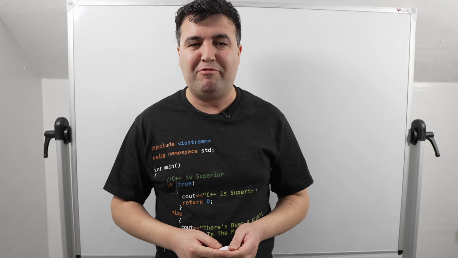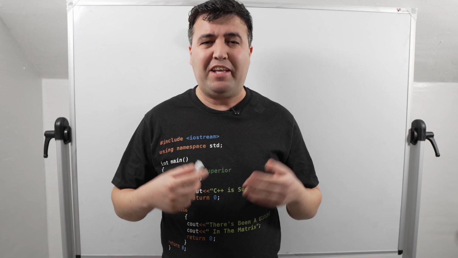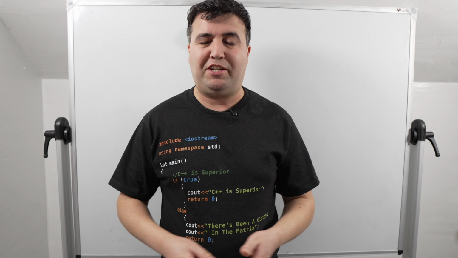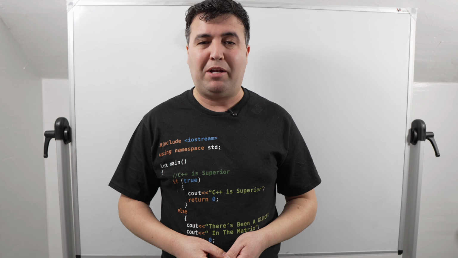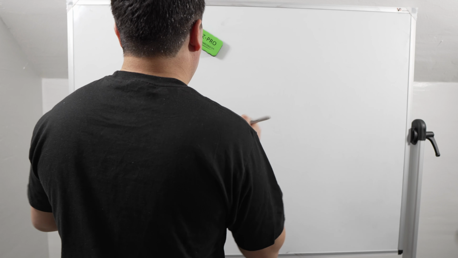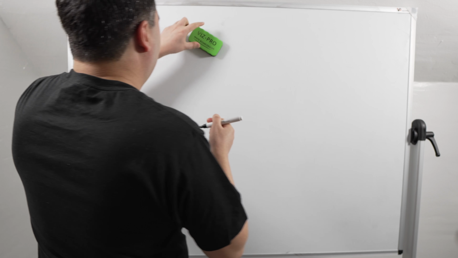We are on lecture 26. In this lecture, we're gonna write another program using if else statement in C++. We are going to write a program which checks the traffic signals in C++.